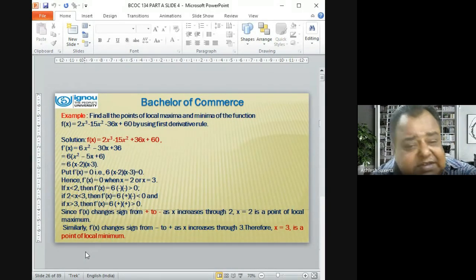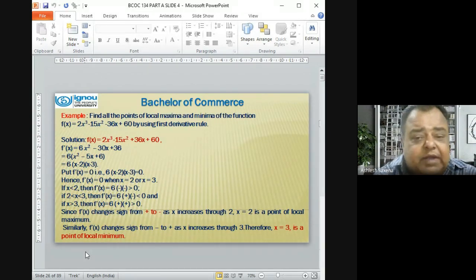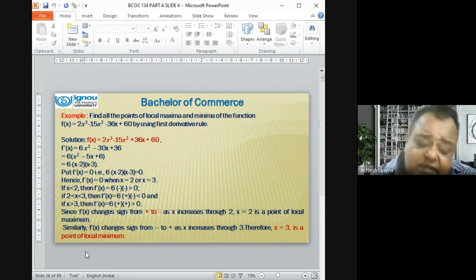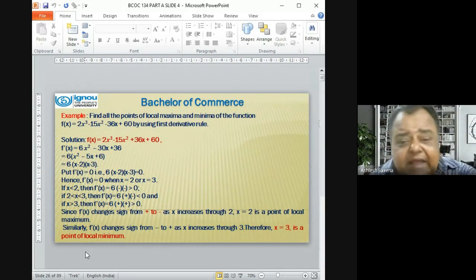That means your first derivative will be greater than 0 for any value of x less than 2. Between 2 and 3, in the first bracket you are going to get a plus sign, and in the second bracket you are going to get a negative sign. That means it will always be a negative number. And for x greater than 3, you will get a positive number. It will be greater than 0.